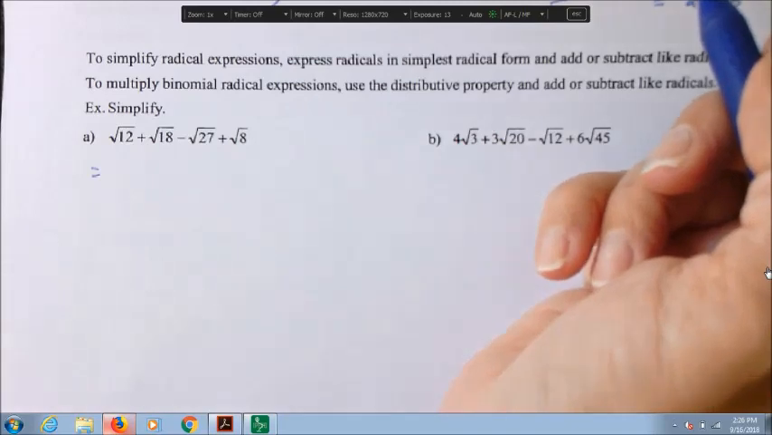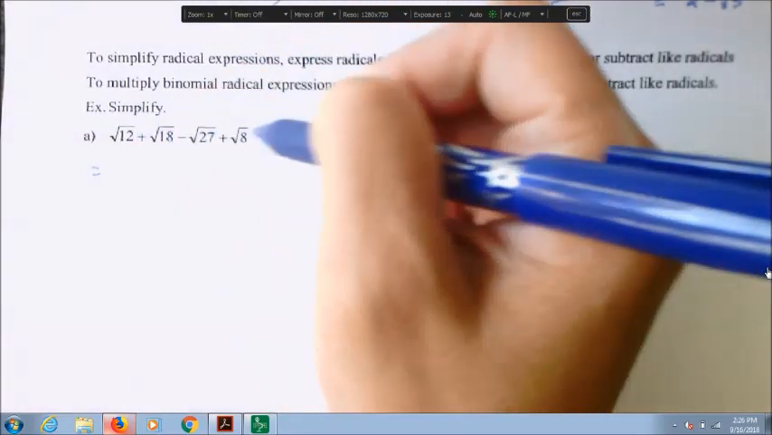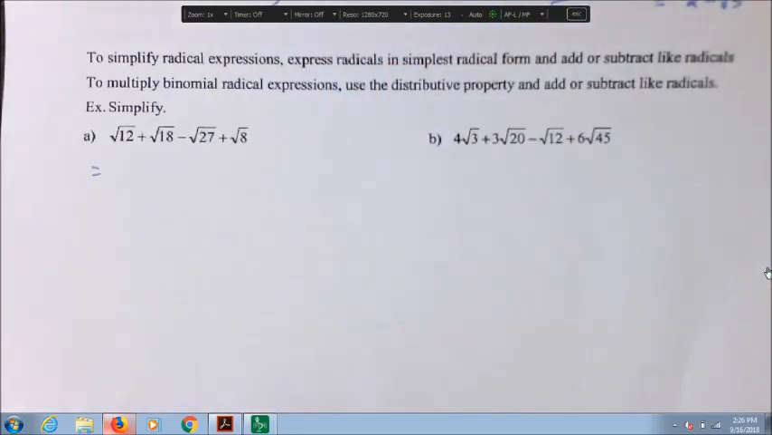So I'm going to go through it fairly quickly. You can pause the video and try to do it yourself. You're simplifying each of these by themselves, and then we're going to see if we can find like terms. So please pause the video, do it yourself, and come back and check with me.